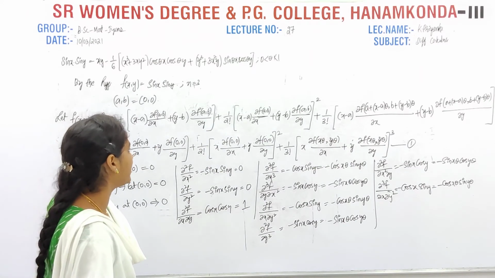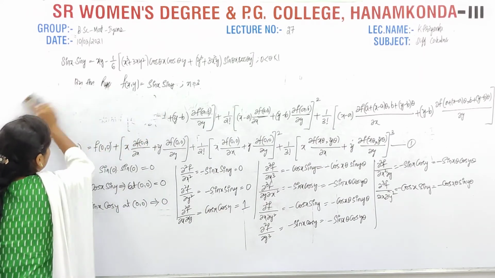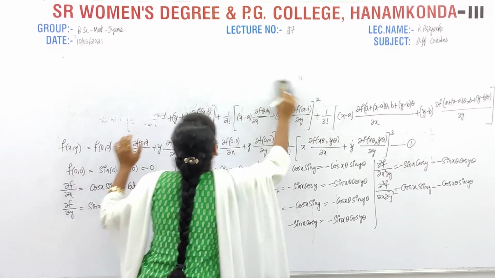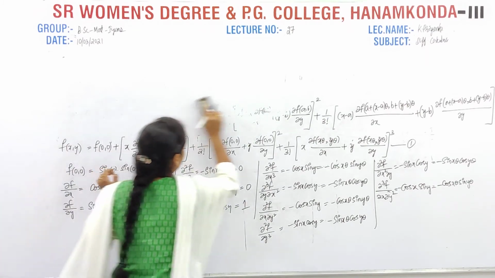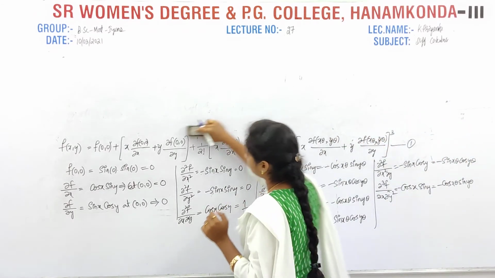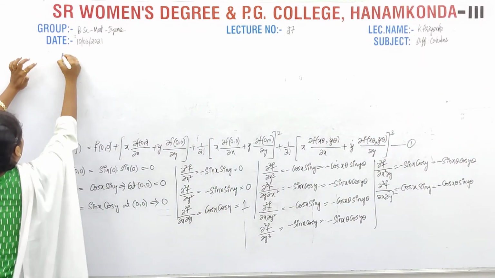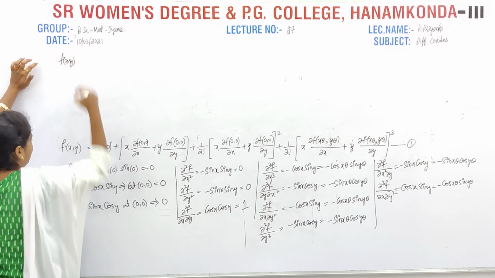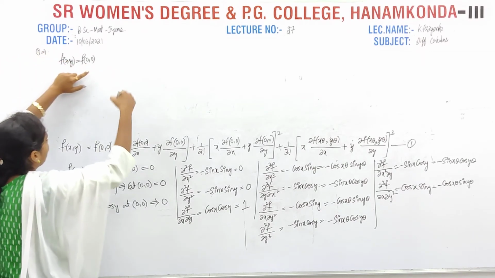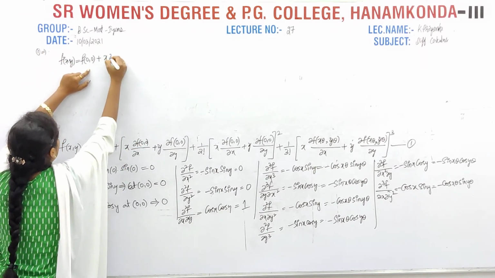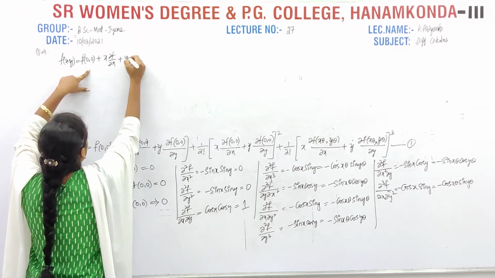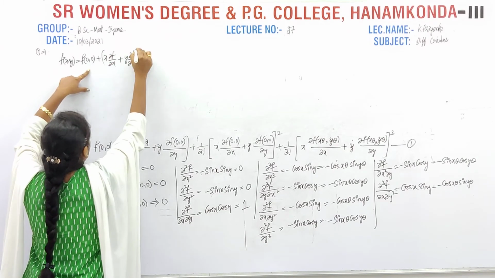Now we have to expand the equation 1, then simply we have to substitute. And finally we have to prove this one. Okay. So now here f(x, y) equal to f(0, 0) from equation 1. Okay, plus x into ∂f/∂x. Okay, already I calculated, that's why I am writing directly. Plus y into ∂f/∂y at origin.